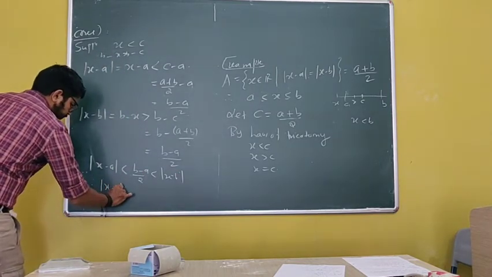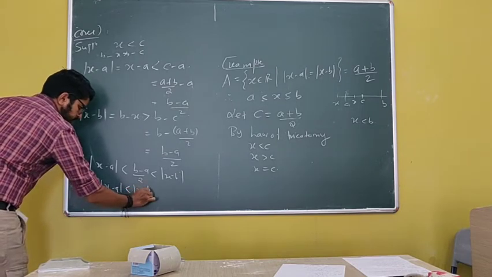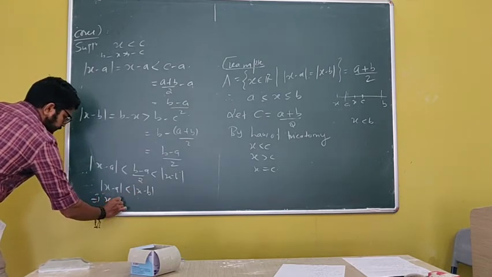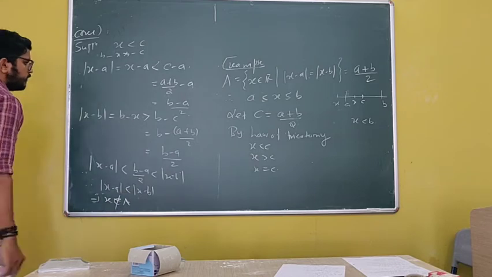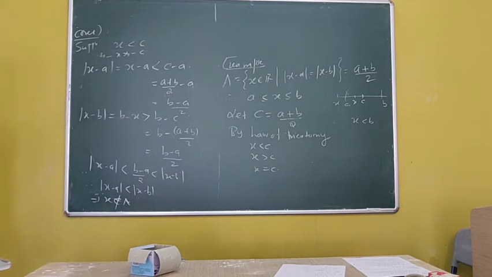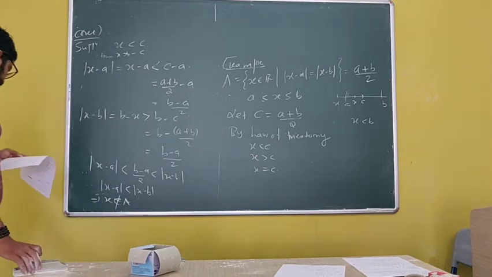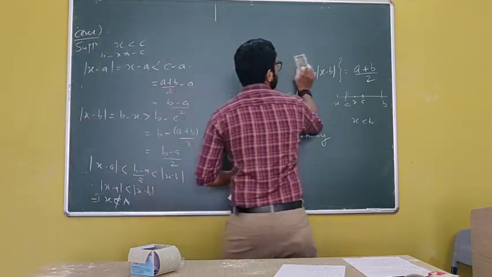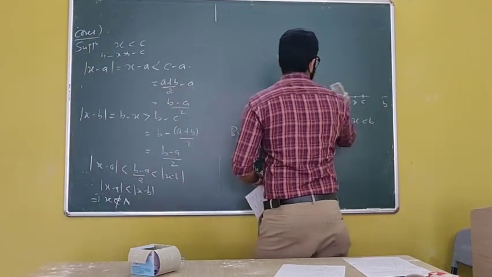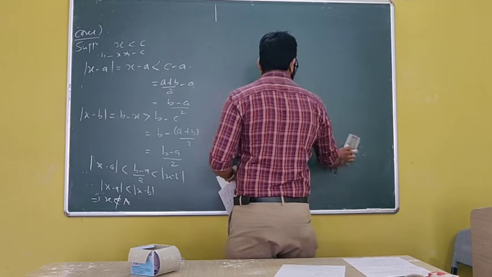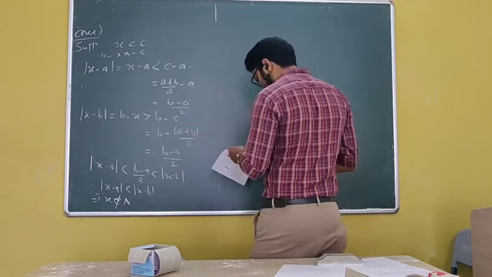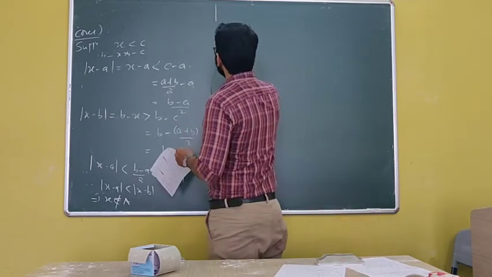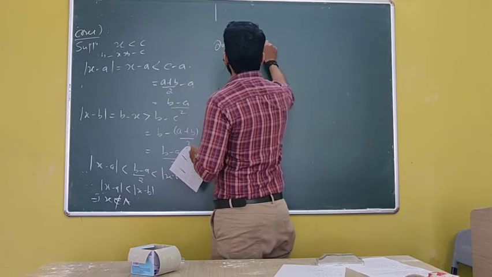Therefore, modulus of x minus a becomes less than modulus of x minus b. This implies that x again does not belong. If I take x to be less than c, x does not belong. Similarly, I would get the same kind of contradiction if I take x bigger than c. Let's quickly work it out and see. Suppose x is bigger than c.